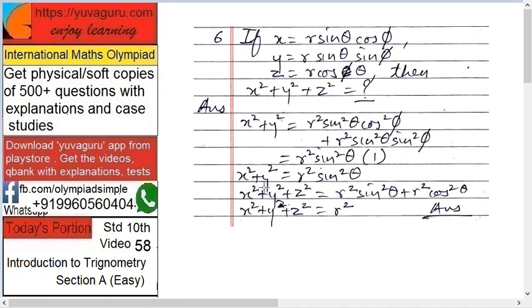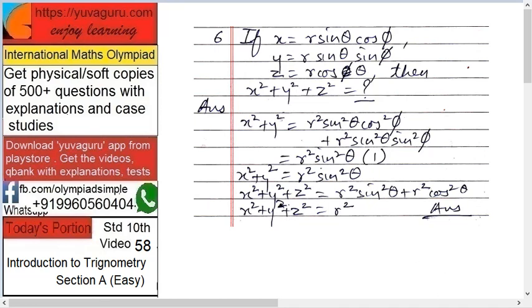Now x square plus y square plus z square equals r square sin square theta plus r square cos square theta. Now take r square common, you get sin square theta plus cos square theta, that is equal to 1. So it is r square.